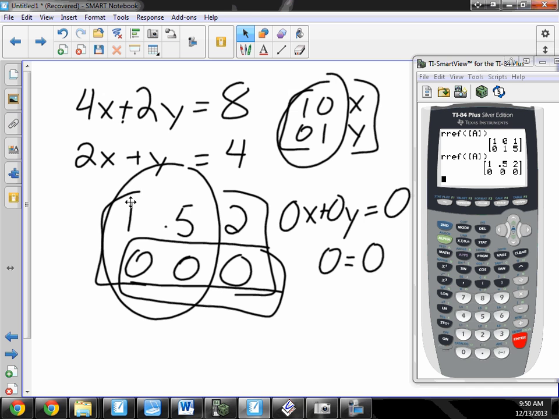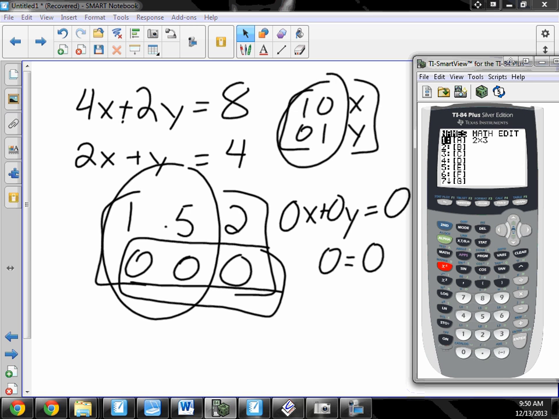Let me go back into my matrix, and I'm going to change, let's change that first 8 to a 4. Now what should I expect? What is the answer to this system if I change that value?